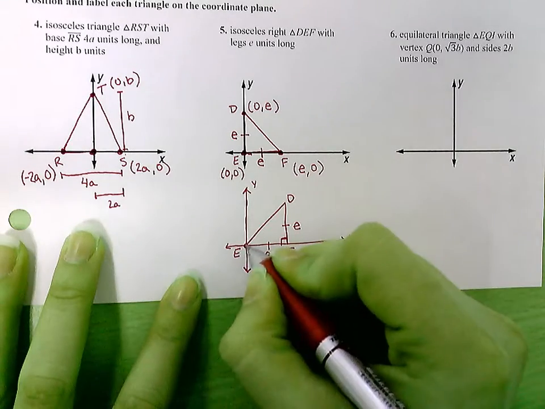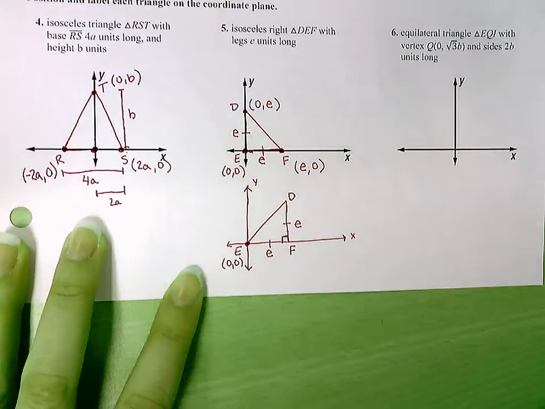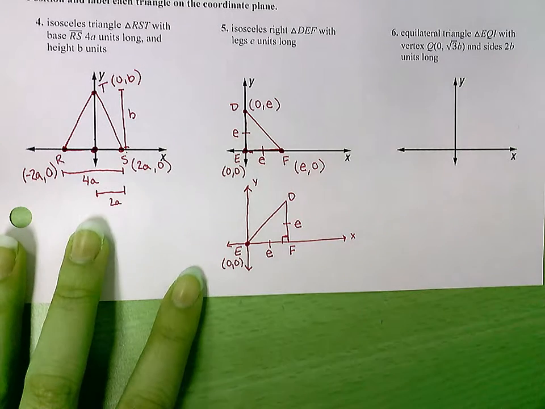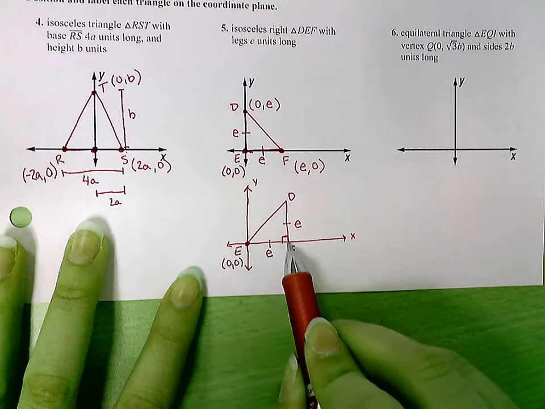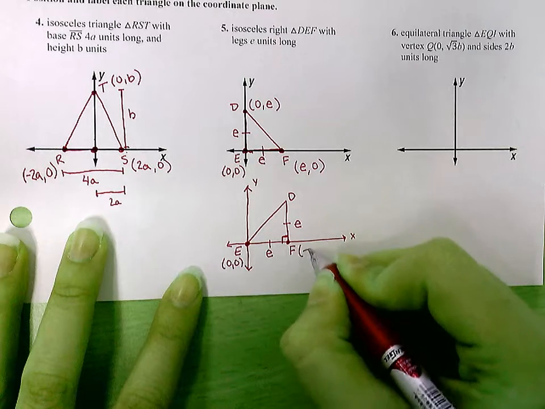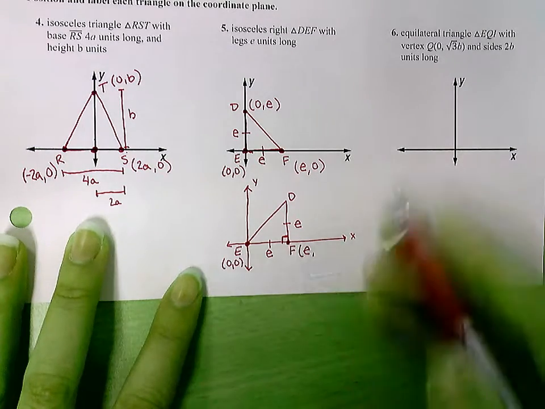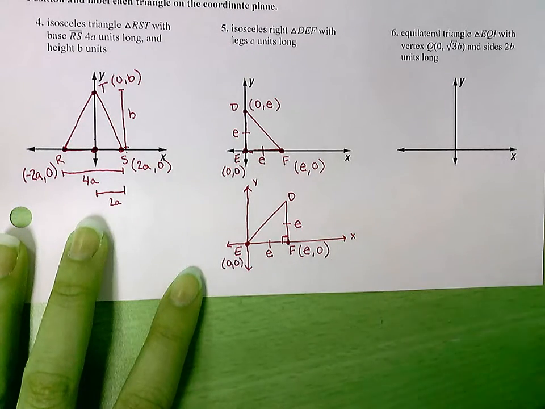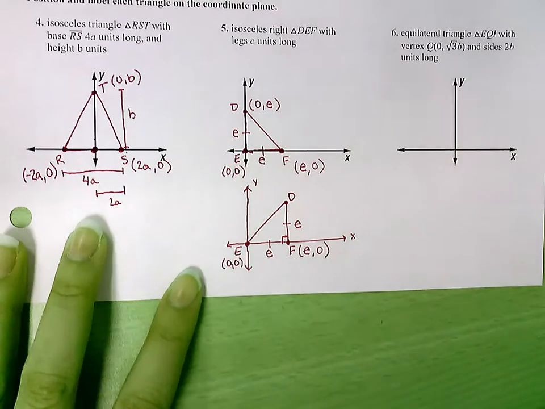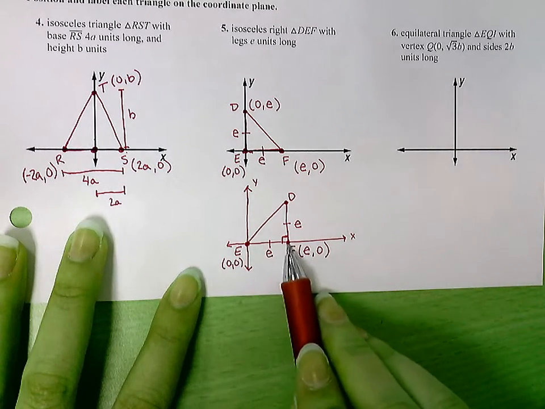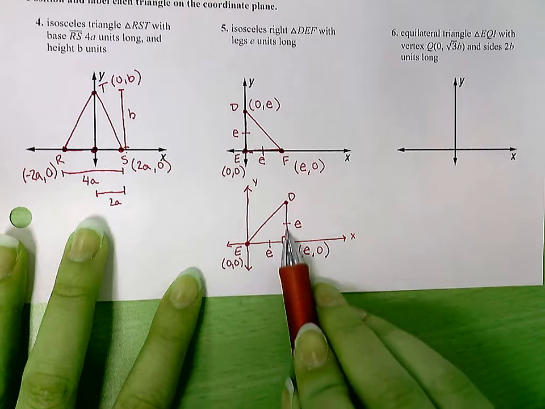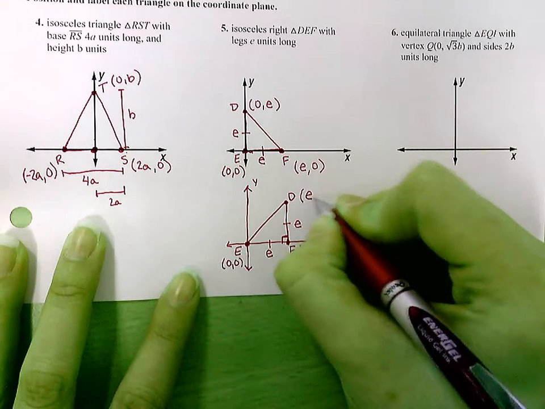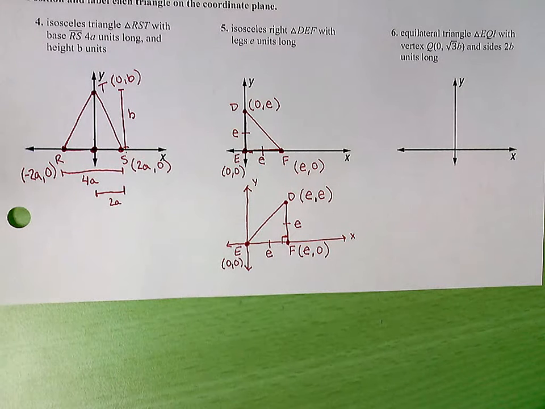So E is at the origin, so it'd still be 0, 0. Now to get to F, from the origin, I go right E units to get to that point. And then I don't move up or down. If I don't move up or down, that's 0. Now to get to point D, well, I'm going to move right E units, right? And then how many do I go up? E. So point D in this case would be at E, E, because you go right E units and then up E units to get to that point. Does that make sense?